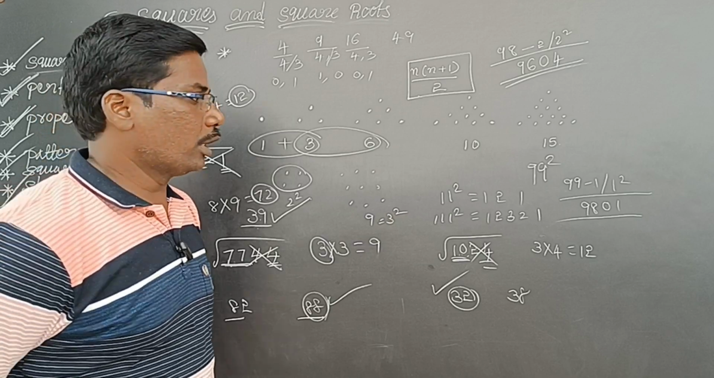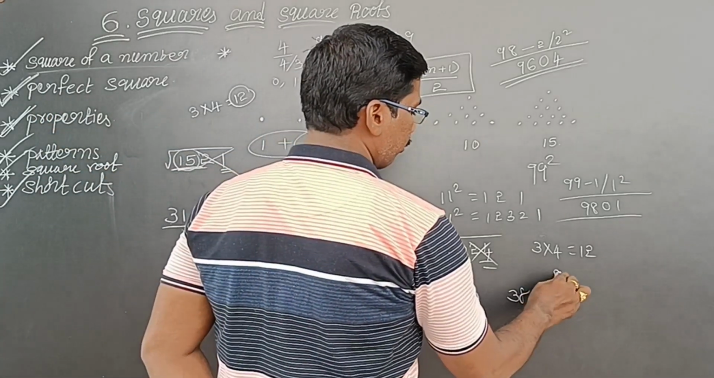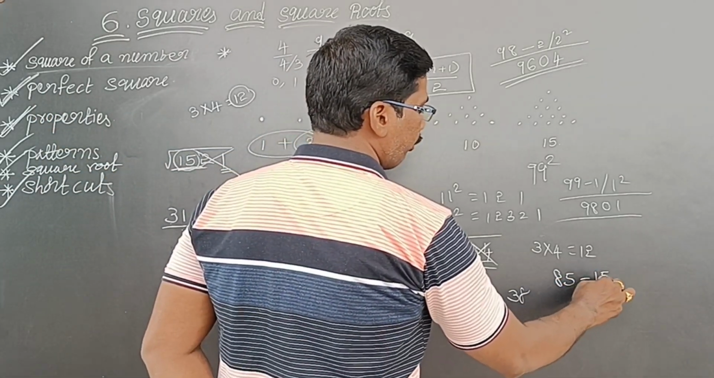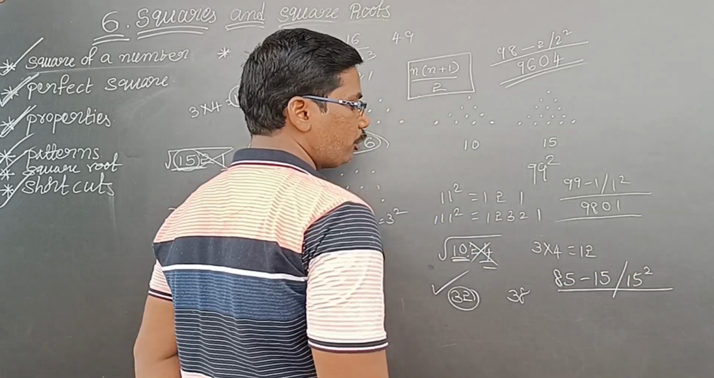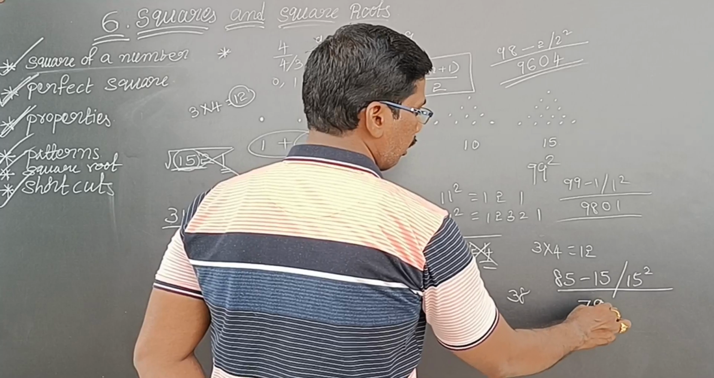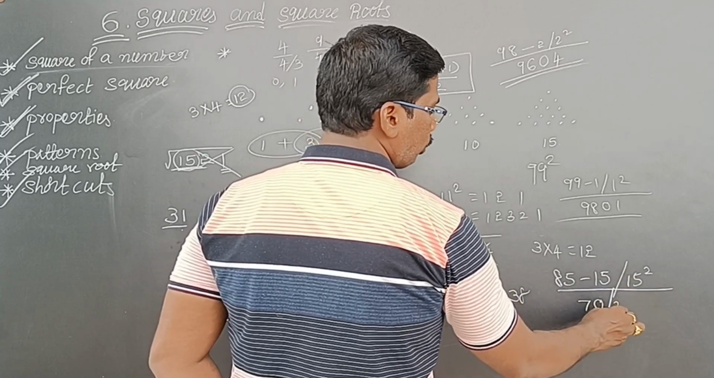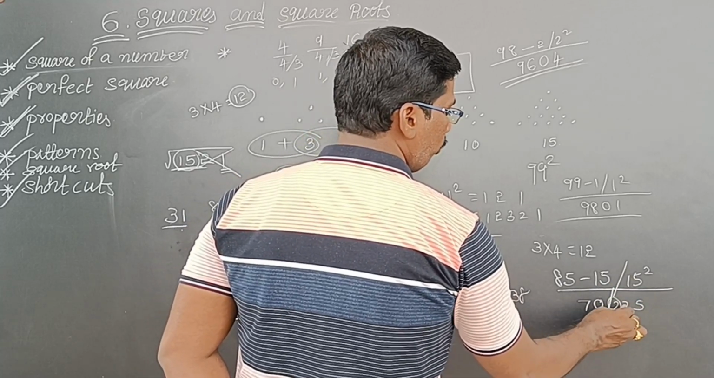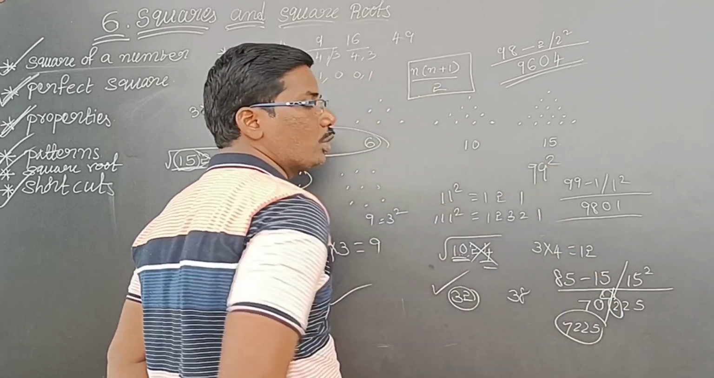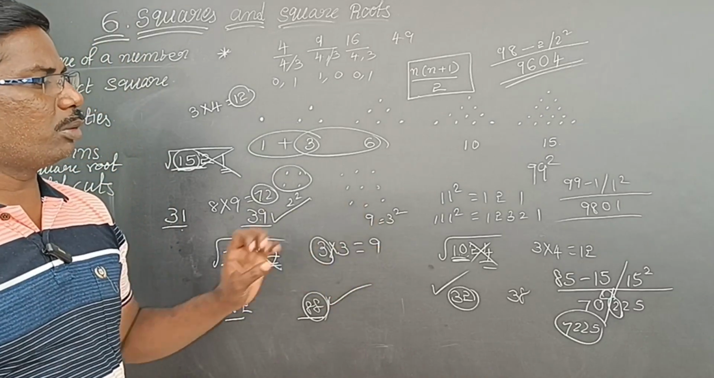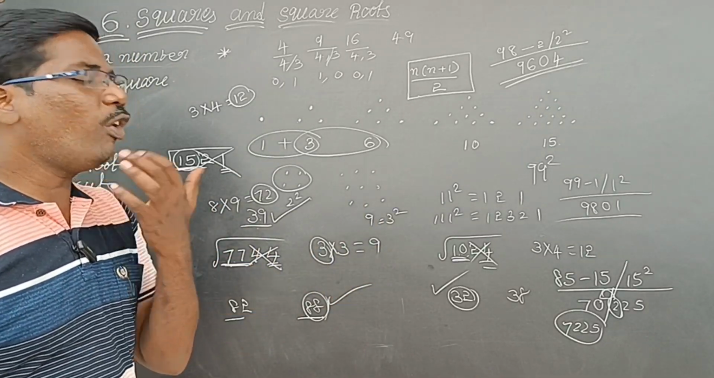Sir, say 85 square. Okay, I will say 85 also. So how much less is there? 15 less is there. So 15 square. So 85 minus 15 is 70. Now 15 square is 225. This 2 brought here, then 7225 is the answer. This is the best shortcut method for finding the square of any number.